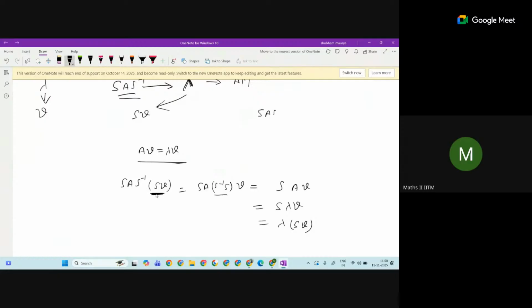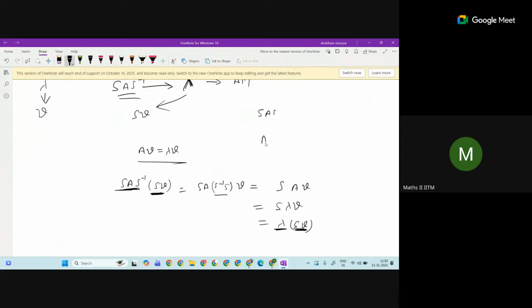This is a vector, and this is the same vector you are getting, and this is your matrix. Matrix times vector is going to be lambda times the same vector. So in this way you can say SV is your eigenvector for the corresponding lambda. Here A is a matrix and S is another matrix, an invertible matrix.